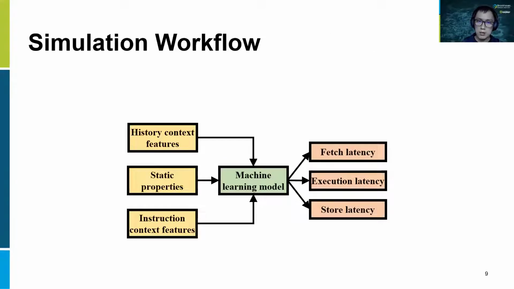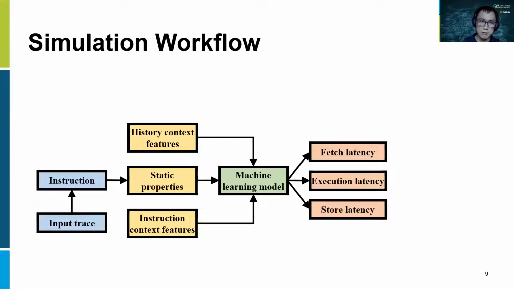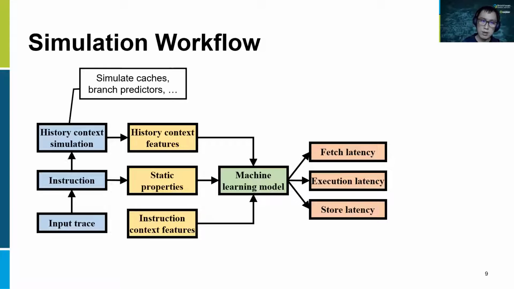With this proposed machine learning-based latency predictor, we can simulate the performance of our application. For our application, we use all its instructions as an input trace, and each time we fetch one instruction from the input trace. We use history context simulation to simulate caches and branch predictors to get the impact of the retired instructions.